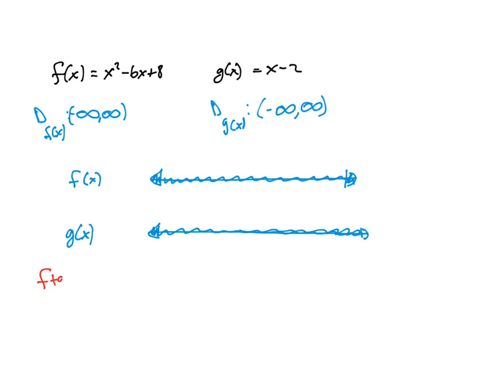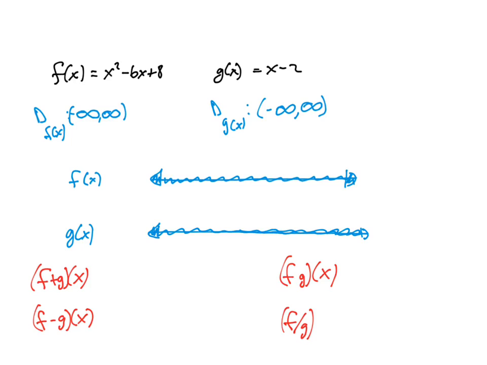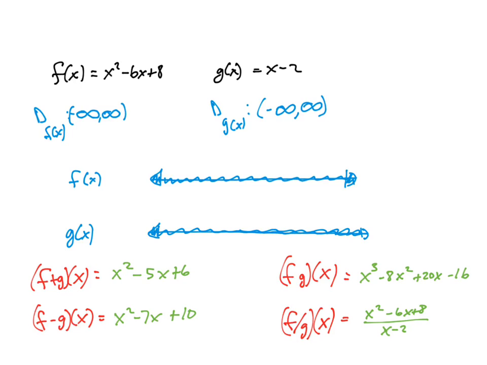Okay, so when we have f plus g of x, let's check out each of these functions: f minus g of x, and then f times g of x, and f divided by g of x. So we'll combine these using the four operations, and let's see what each of those functions comes out to being. When we combine these two functions in four different ways, what we get is what's seen here.